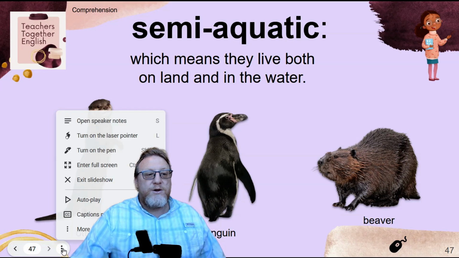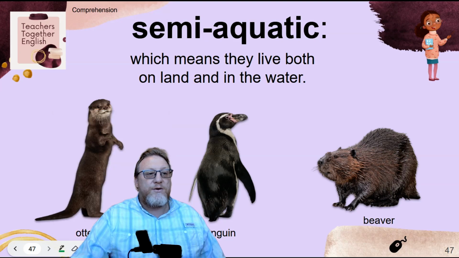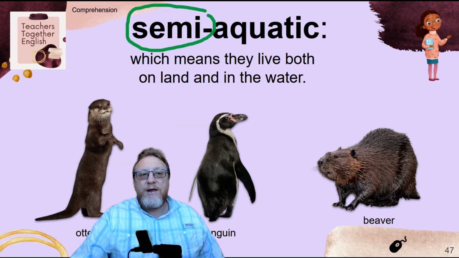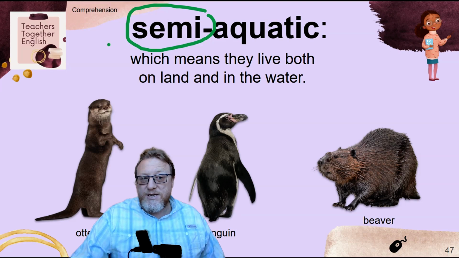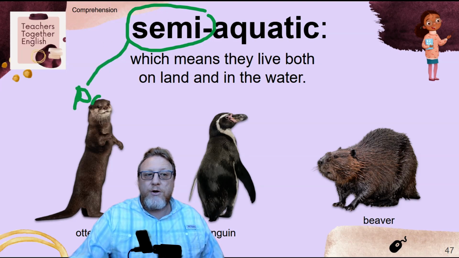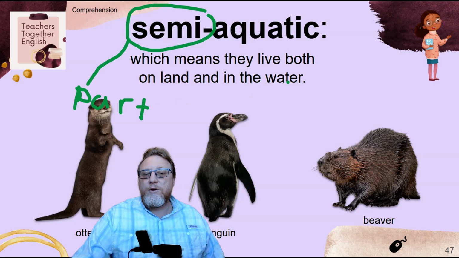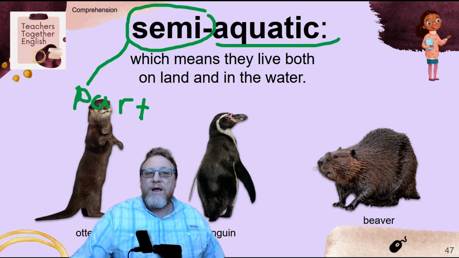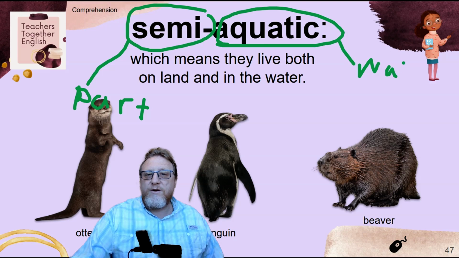I like to, at this point, take my pointer. Like, I can explain. When you see semi, means part. This is a word that they probably learned already at a younger stage in their learning. Part. And aquatic, I'll explain, is water.